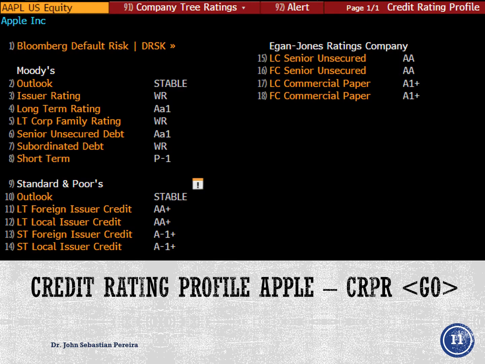This is a screenshot from Bloomberg for Apple, showing the most recent credit ratings given by Moody's, Standard & Poor's, and Egan-Jones. As you would notice, the outlook is considered stable and the long-term credit rating is in the high investment grade category. So the cost of raising money through debt for Apple would be lower because the rating is better.